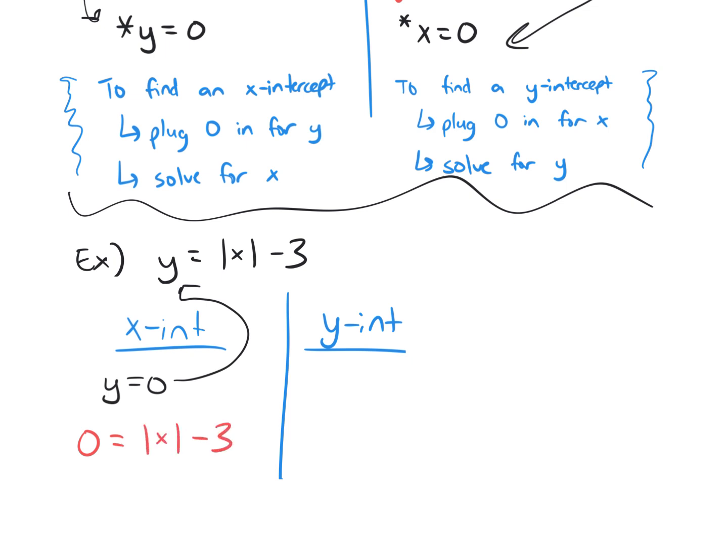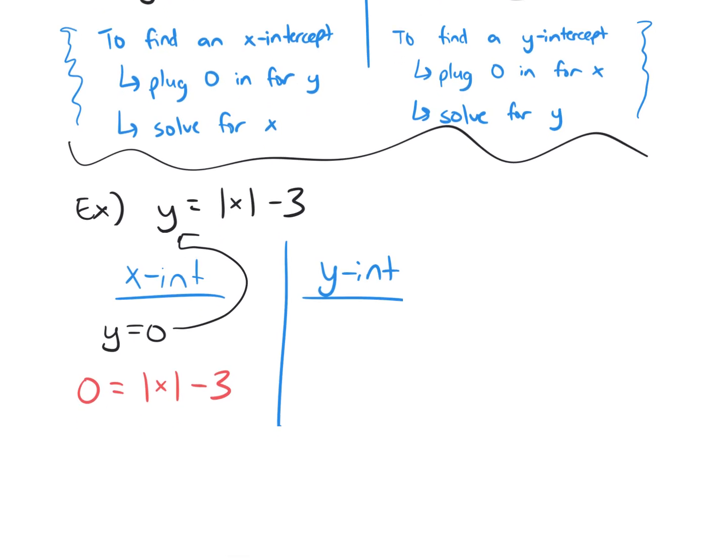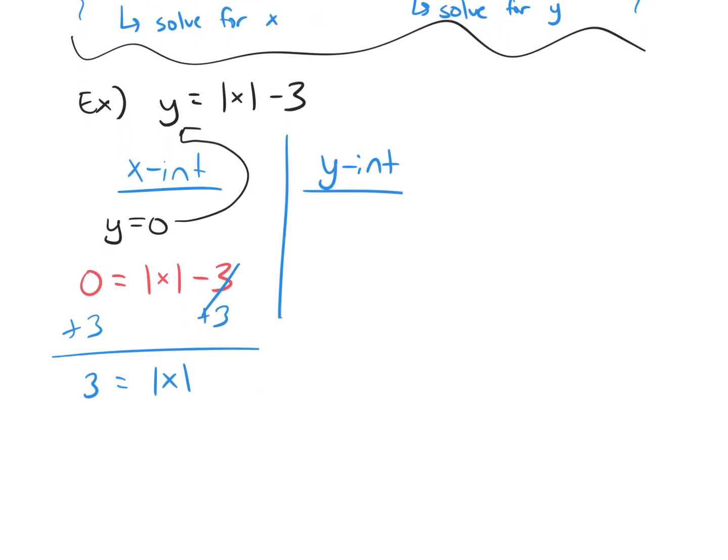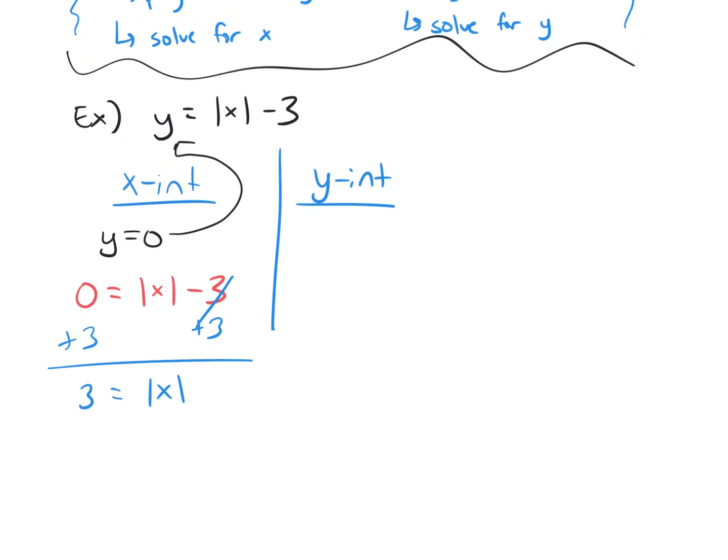What does step 2 tell us to do? So for x, how do I get x by itself here? Add 3. Yep. So I have 3 equals the absolute value of x. Now, this one is a little weird compared to what you're going to see for the rest of the time. How do I get x by itself if it's in an absolute value? Have you ever been taught a way to do that?